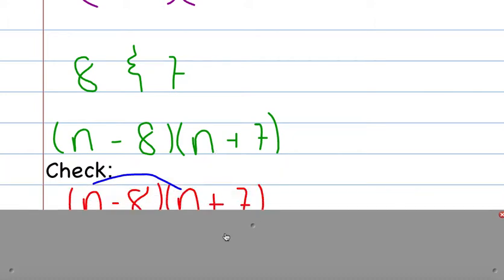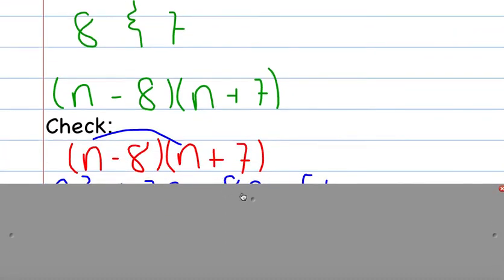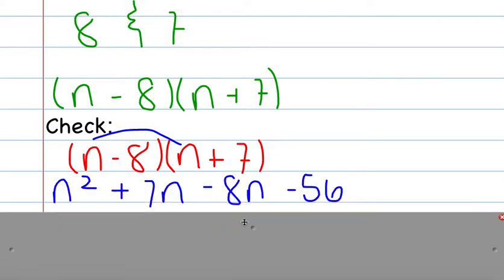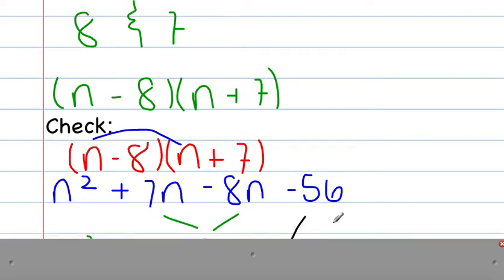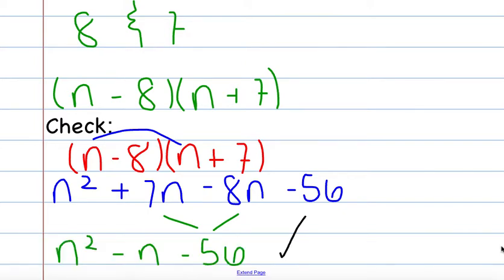Like I have been doing for the other ones, the check step is not necessary, but if you're not sure that you got the right answer, go back and check your work. So I went back and checked, and I got n squared plus 7n minus 8n minus 56 when I did FOIL. I'm trying to lean away from showing you the FOIL step, so you should be able to do that on your own. But when I simplified and added my like terms, I got n squared minus n minus 56. So that's where that's coming from.